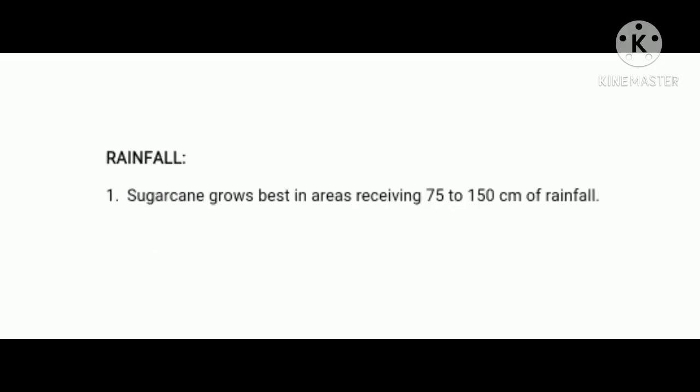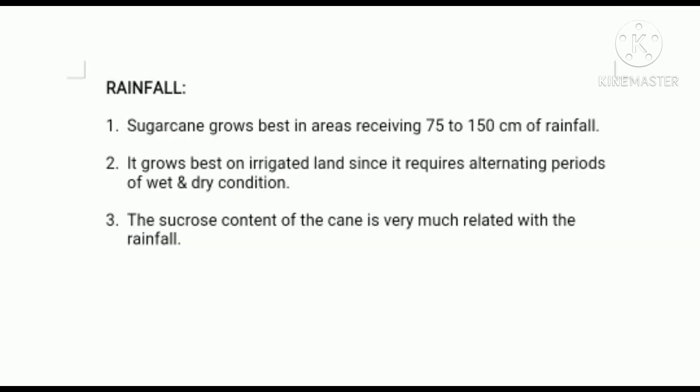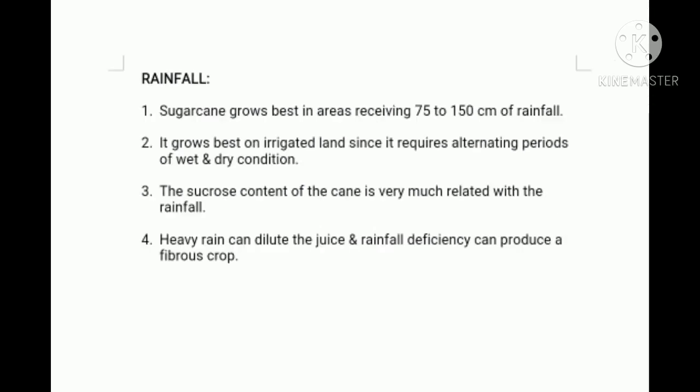Next, rainfall. It grows best in areas receiving 75 centimeters to 150 centimeters of rainfall. It grows well on irrigated land since it requires alternating periods of wet and dry conditions. The sucrose content of the cane is very much related to the rainfall. Heavy rain can dilute the juice, and rainfall deficiency can produce a fibrous crop.